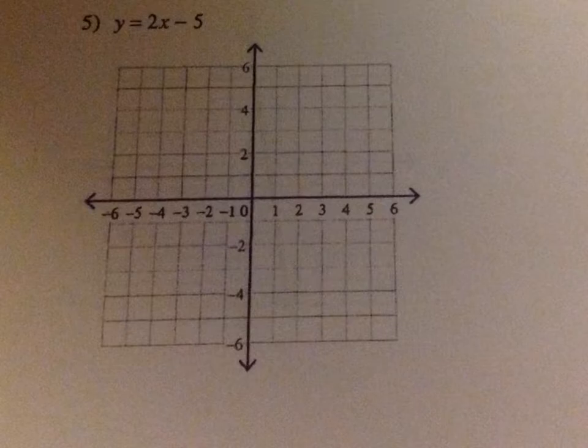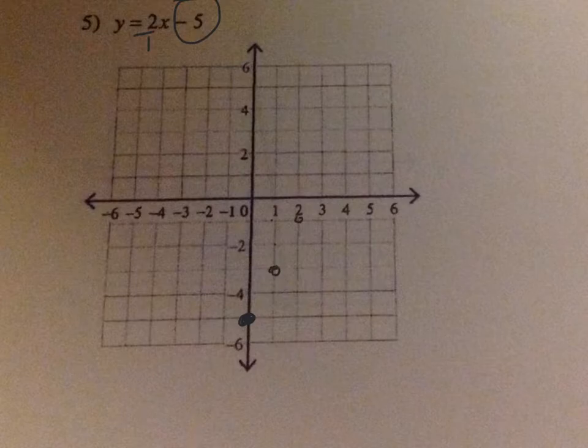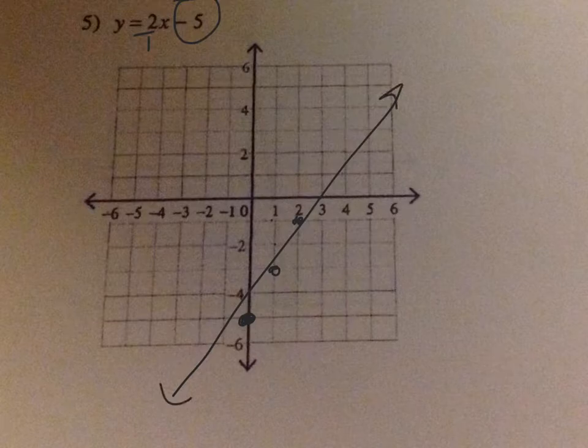Just realized I skipped number 5. I will do this one using slope-intercept form. Negative 5 is my y-intercept, so I come down here on the y-axis and put a dot there. The slope is a positive 2, so that means I go up 2 over 1, up 2 over 1. Here is my line for number 5.